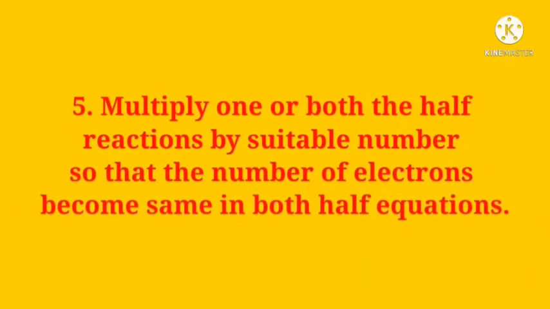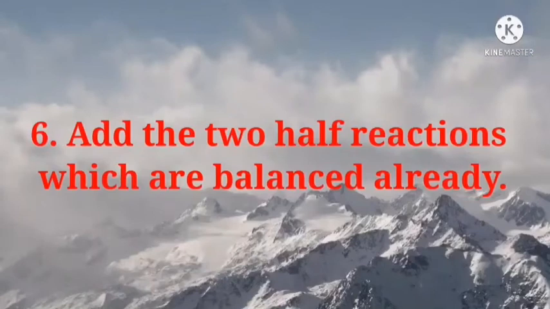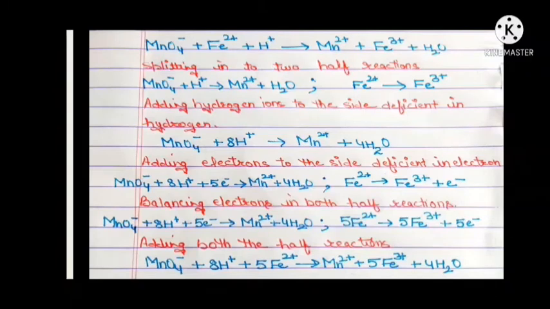Step number 5. Multiply one or both of the half reactions by a suitable number so that the number of electrons becomes equal in both the equations. And the next step is to add the two balanced half reactions and cancel any term common to both sides. Let's do balancing of this redox reaction by the ion electron method.